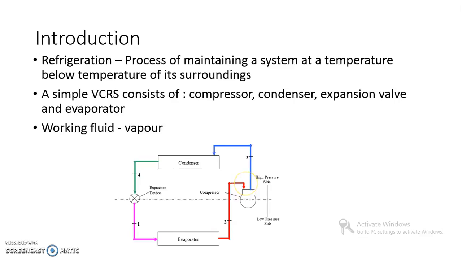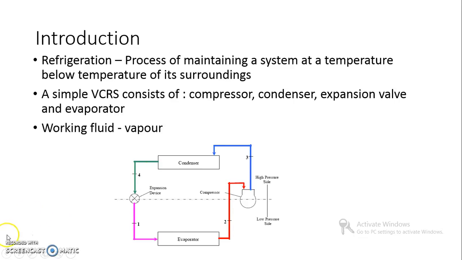So this high pressure vapor is passed through the condenser. There it rejects the heat that was collected from the evaporator, and after rejecting the heat, the vapor is passed through the expansion valve.